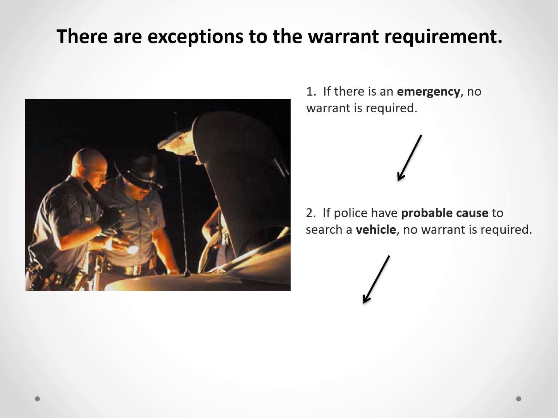Number two, if police have probable cause to search a vehicle, no warrant is required. There are different rules for vehicles, for cars and trucks, than for houses. And the question is, why would this be so? Well, what's the main difference between a car and a house? It's obvious. A car has wheels. A car can move. The house probably isn't going anywhere.